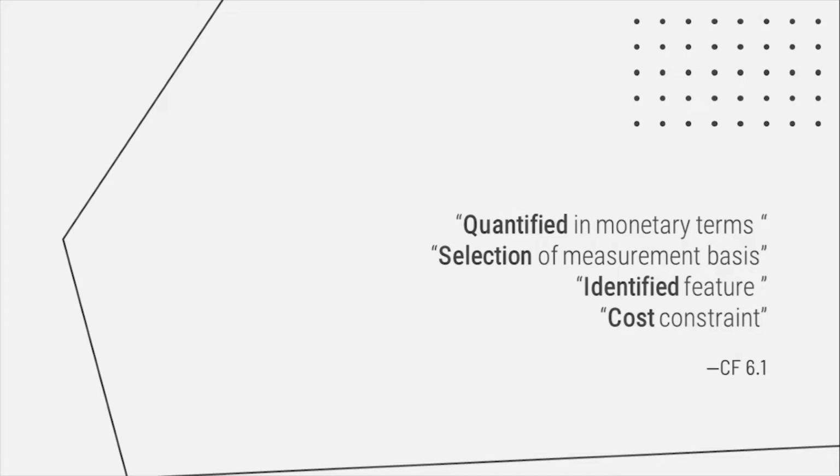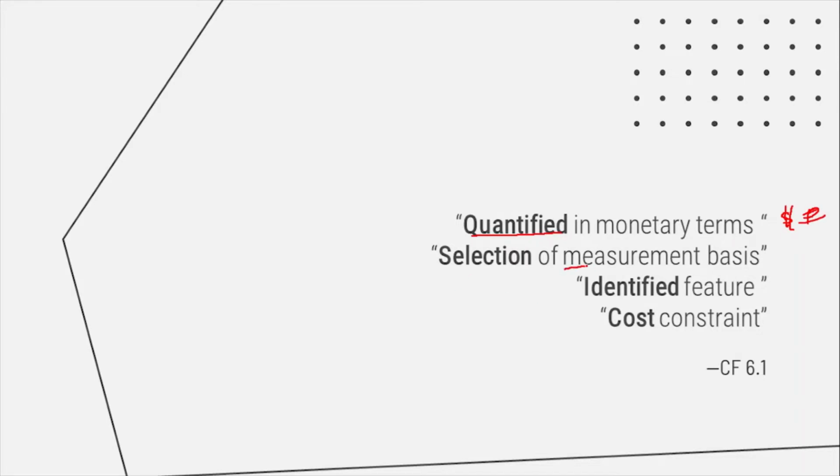A measurement basis is an identified feature, for example, historical cost, fair value, or fulfillment value of an item being measured. Applying a measurement basis to an asset or liability creates a measure for that asset or liability and for related income and expenses. So primarily for this chapter, we will know that it is quantified in monetary terms, may it be dollar or peso.